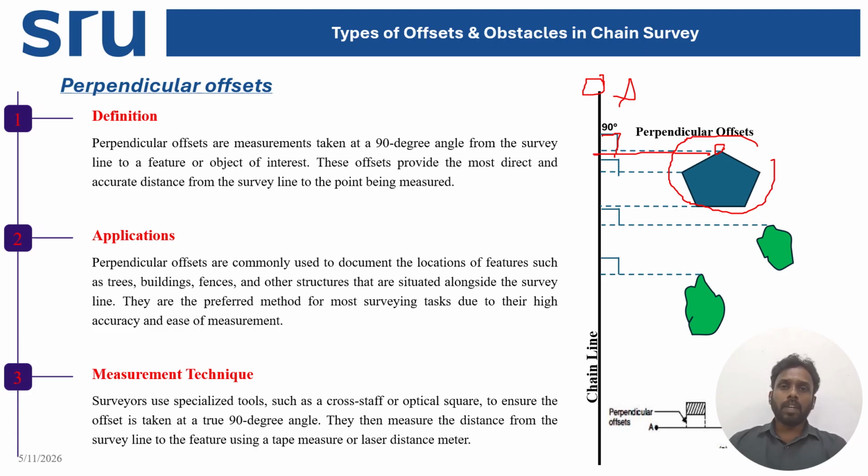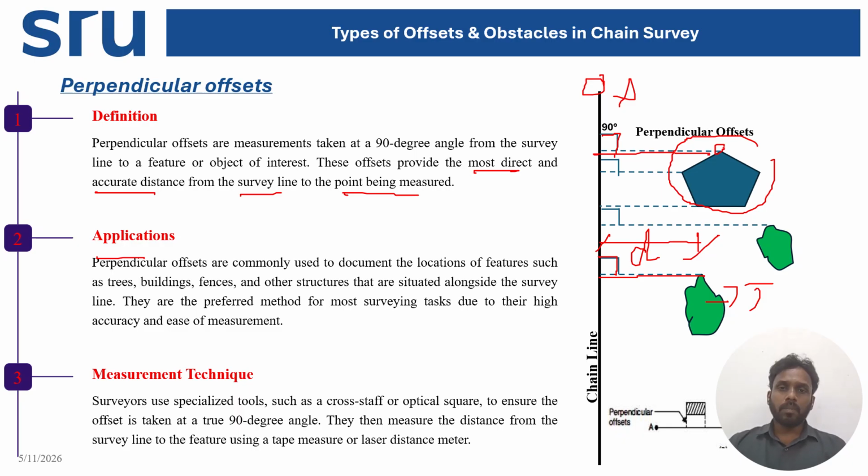Okay. So it provides the most direct and accurate distance from a survey line. Okay. So from the point of measurement, it gives the exact measurement, right? So application: perpendicular offsets are commonly used in documentation, locating features such as, you can see here, there is a tree here. So they are marking a tree, from which point your tree is located. What is the distance you have to measure? So that is the major thing. From this point to this point, what is your distance? It has to be clearly indicated on your graph, right? And this is the most preferable method for your survey.